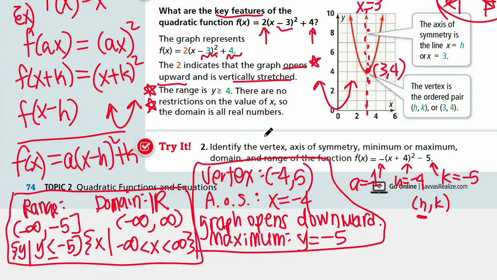So when we're talking about the key features of a quadratic function, we are going to talk about the vertex, axis of symmetry, minimum and maximum, where the graph opens toward, domain and range. Okay.